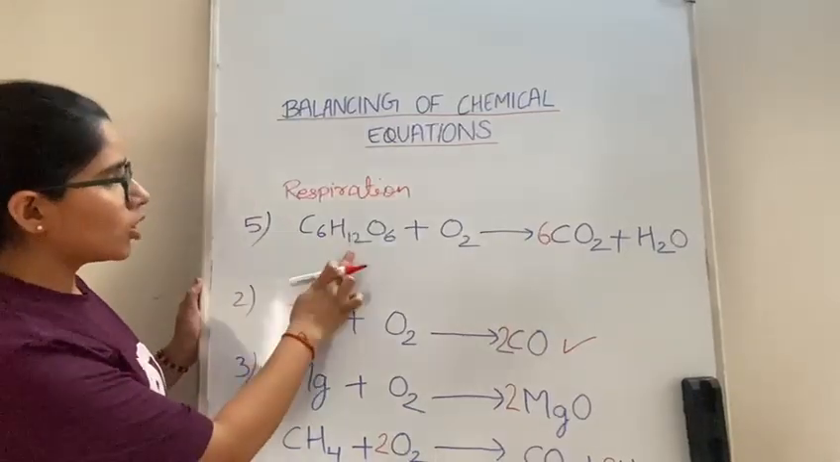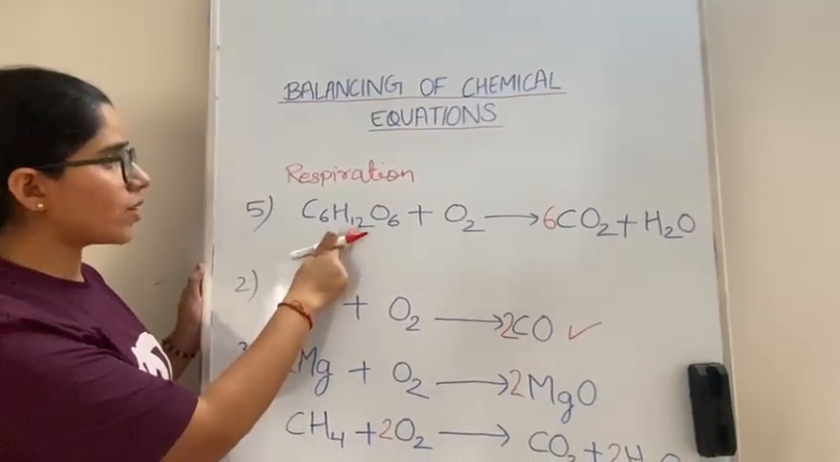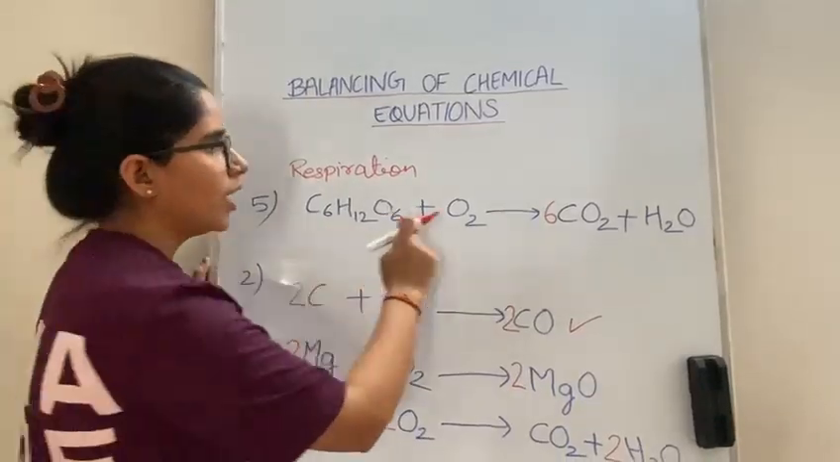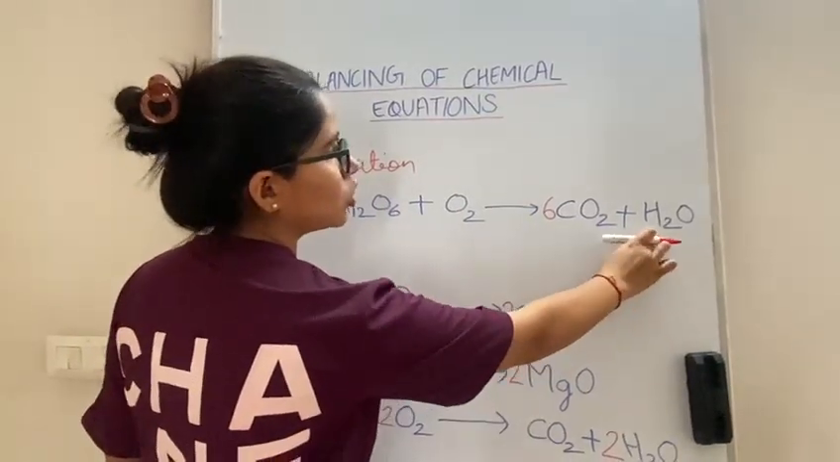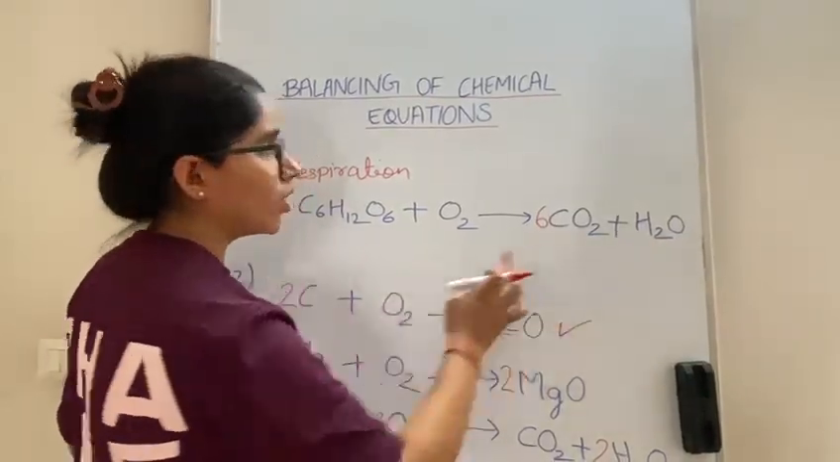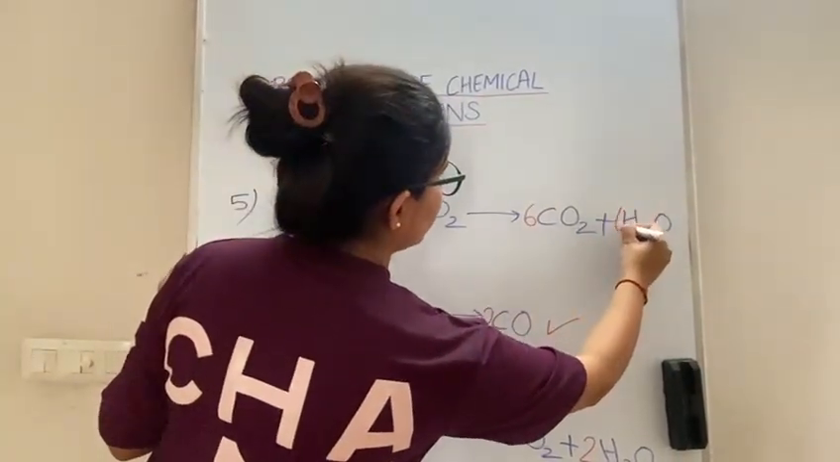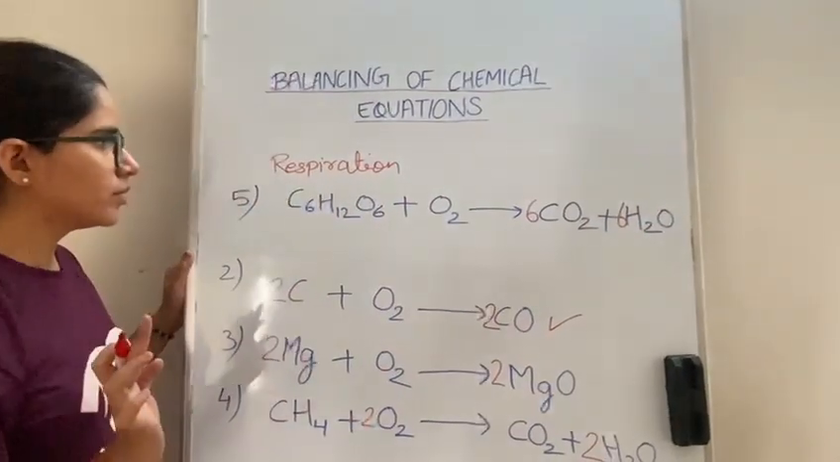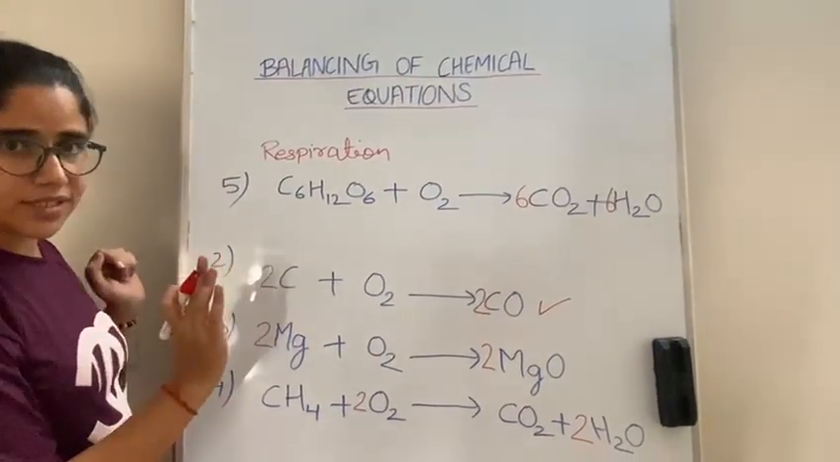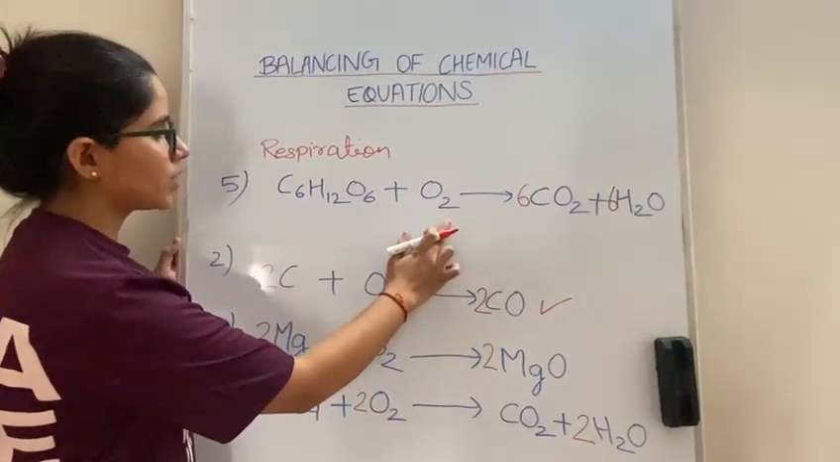Now I will check the number of atoms of hydrogen. Here on the left hand side I have 12 atoms of hydrogen, and here I have only 2 atoms of hydrogen. So to make it 12, what will I do? I will multiply it by 6. 6 into 2, it will become 12. Okay, this is done. Now I will proceed on to balancing of oxygen.